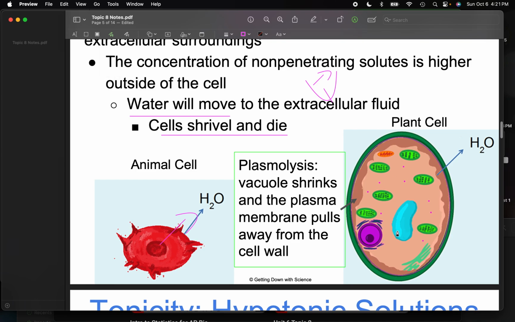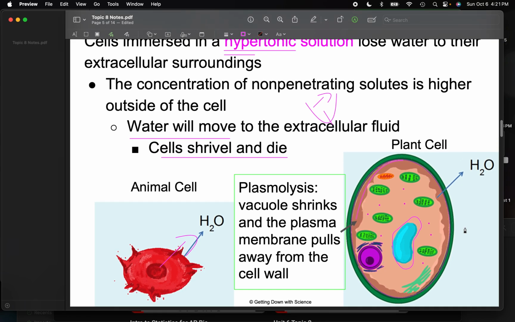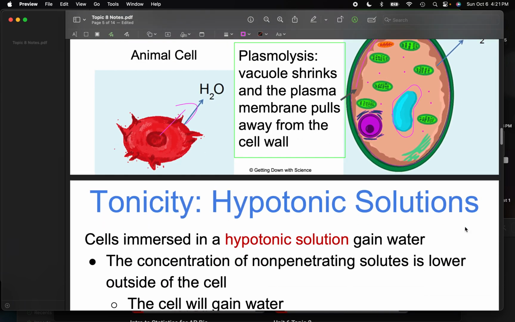In plant cells, it's a little bit different. The vacuole that contains all the water in the cell will shrink, and the plasma membrane kind of pulls away from the cell wall itself. So that's sort of why your plants will wither and lose their balance and flop over and die when they don't have enough water.